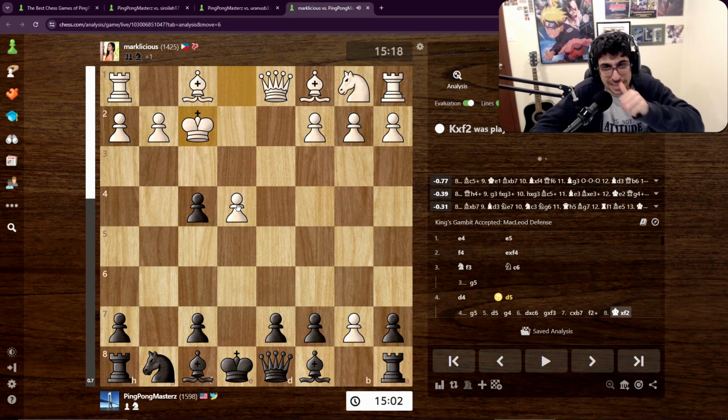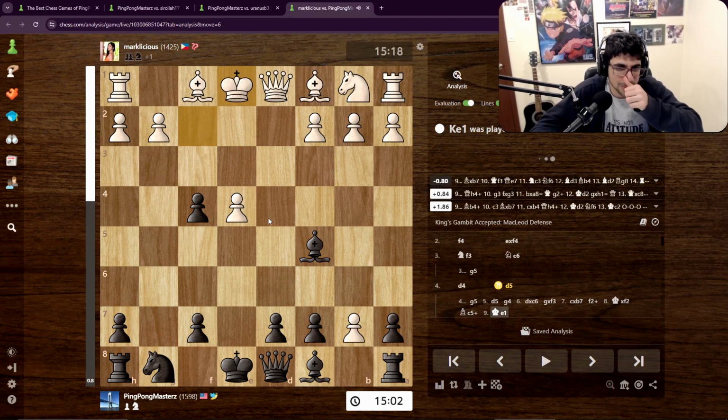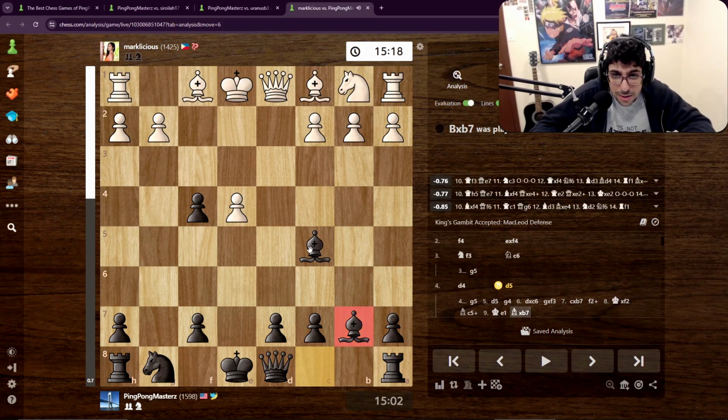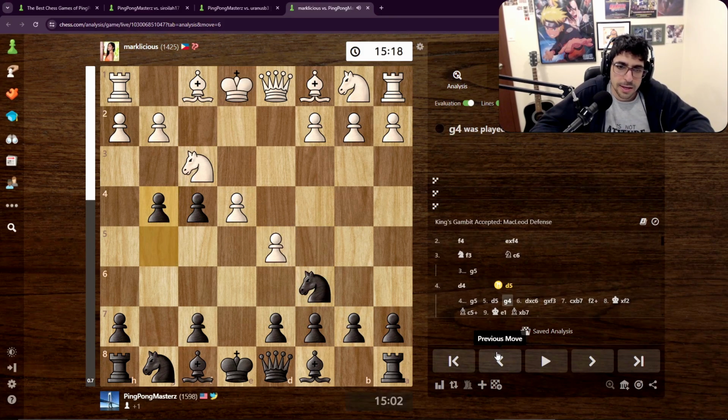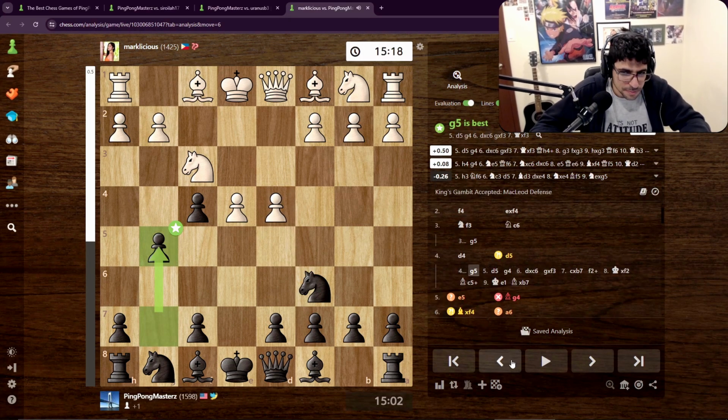So now his king can't castle. You could check again. He can't block it because of the pawn, right? Let's say he goes here or whatever. Then you could take and you have these two crazy bishops. Like, I would see myself as winning here. So I was scared of something because I didn't analyze further, you know?